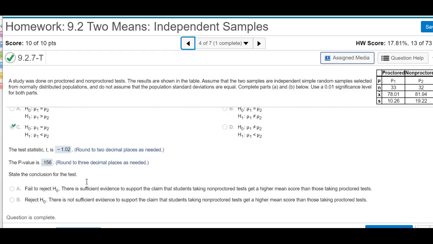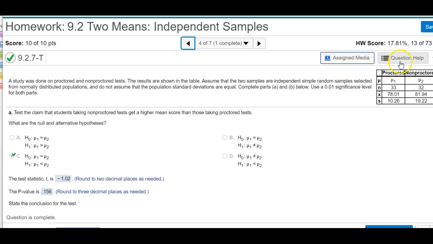So hopefully this explained what's going on here and showed you a little bit more on StatCrunch and where these numbers come from, outside of just computation. If you have any other questions, please let me know.